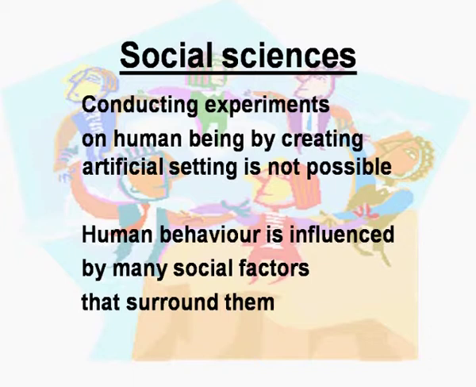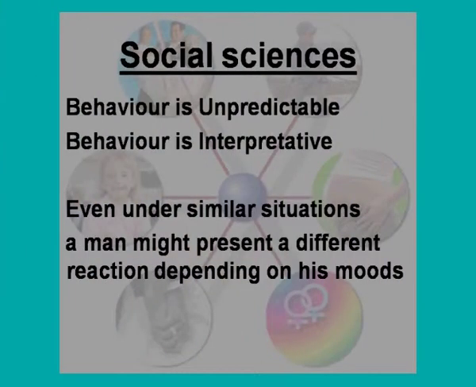Sociology. Conducting experiments on human beings by creating artificial setting is not possible. In the case of sociology, human behavior is influenced by many social factors that surround them. Human behavior is unpredictable. Even under similar situations, a man might present a different reaction depending on his mood. Social sciences are interpretive. Therefore, we understand that experimentation, accuracy, and predictions are limited in sociology.